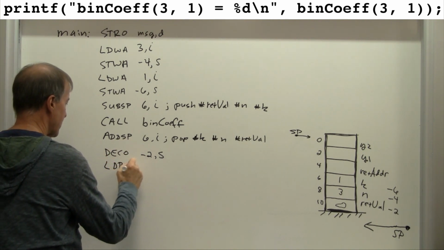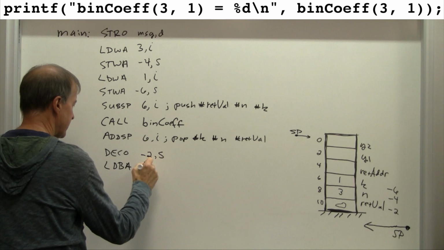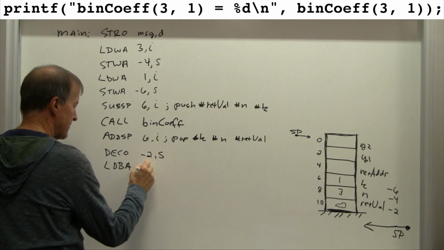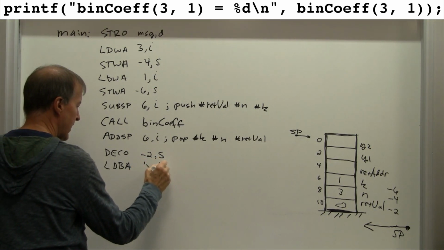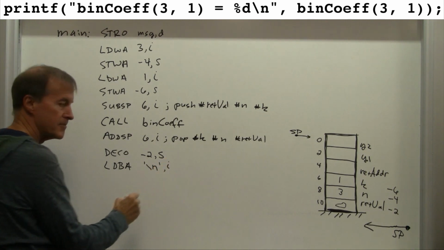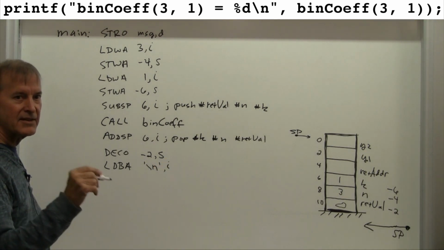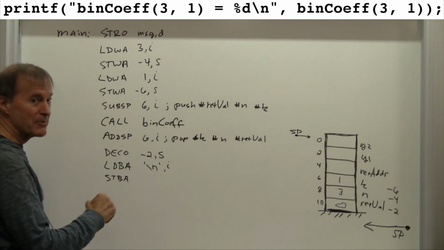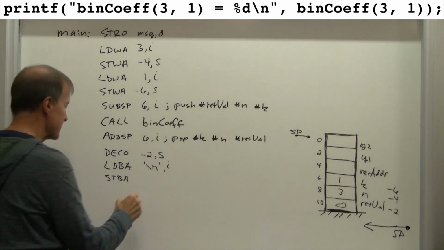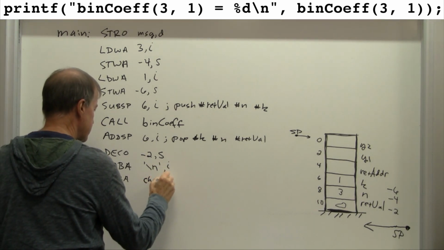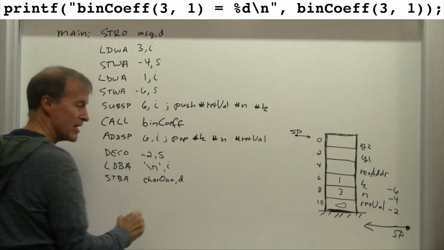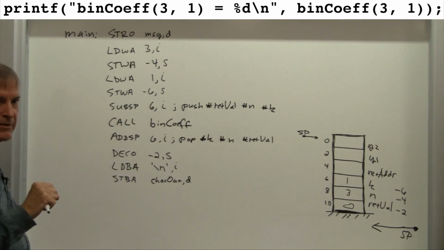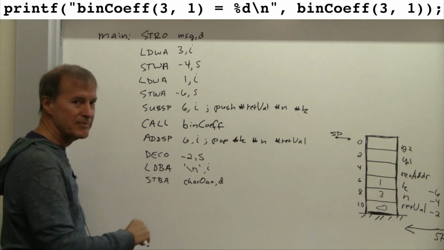Load byte accumulator, what? Yeah, it's a single quote, backslash n, addressing immediate. Then store byte accumulator. Now this is memory mapped IO. Right, charOut. Direct, because that output port is at a fixed location in memory. It's wired in there at that fixed location in memory, and that fixed location is at charOut.